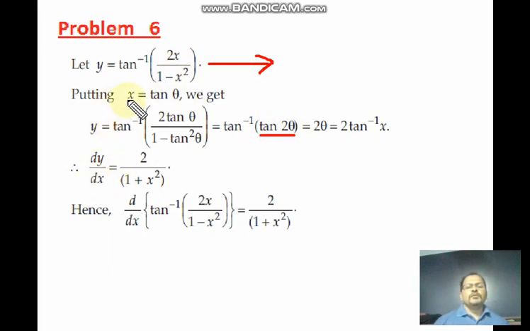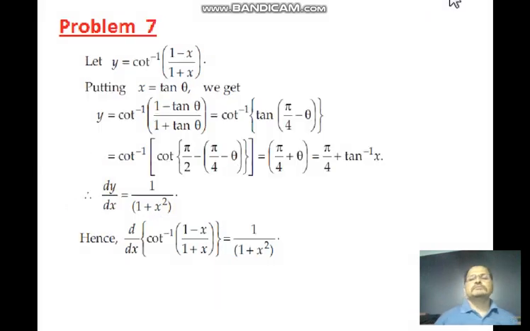Putting x is equal to tan theta, we get theta is equal to tan inverse x. Therefore y is equal to tan inverse of 2 tan theta upon 1 minus tan square theta, that is tan inverse tan 2 theta. Tan inverse tan cancels each other and 2 theta remains. Theta means tan inverse x, so y is equal to 2 tan inverse x. 2 is a constant, the derivative of tan inverse x is 1 upon 1 plus x square, and therefore dy by dx is 2 upon 1 plus x square.